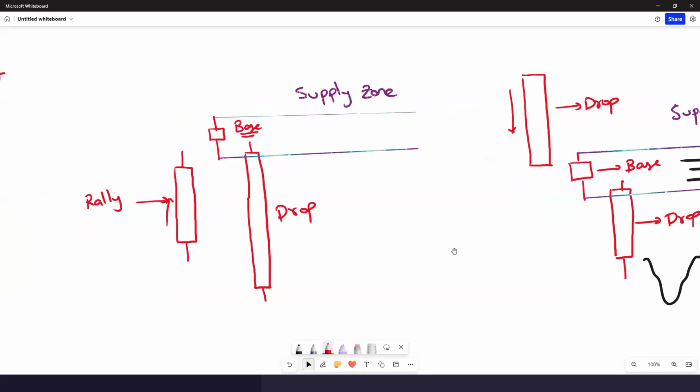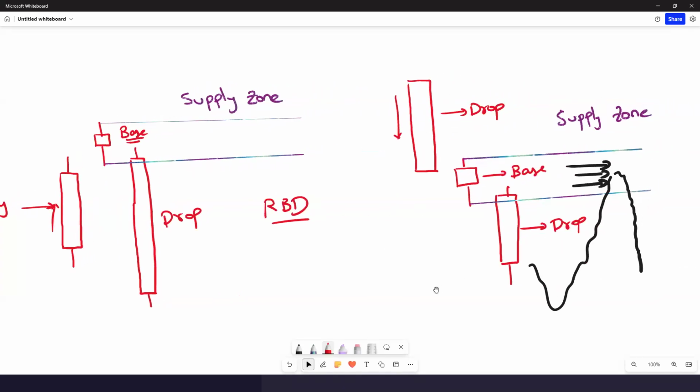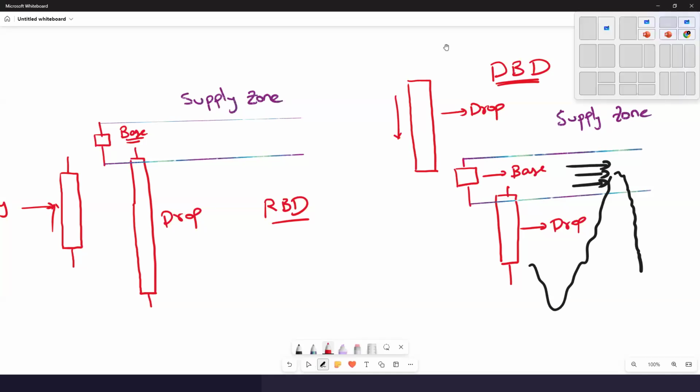So we had seen a rally base drop, which is also called RBD. RBD means rally base drop, or drop base drop, this is DBD. D, B, and D. So Kumaran is saying that yesterday crude and MCX showed drop base drop. See, I'm sure you can find it across time frames, you will be able to figure it out.